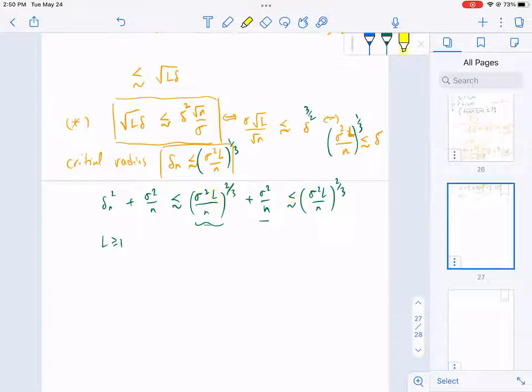What I'm doing here is I want to say that this is bounded by L sigma squared over n. If L is bigger than 1, this is going to be true. The way I wrote it, L could also vary with n. But if you think of L as fixed, you can just absorb it into these constants.